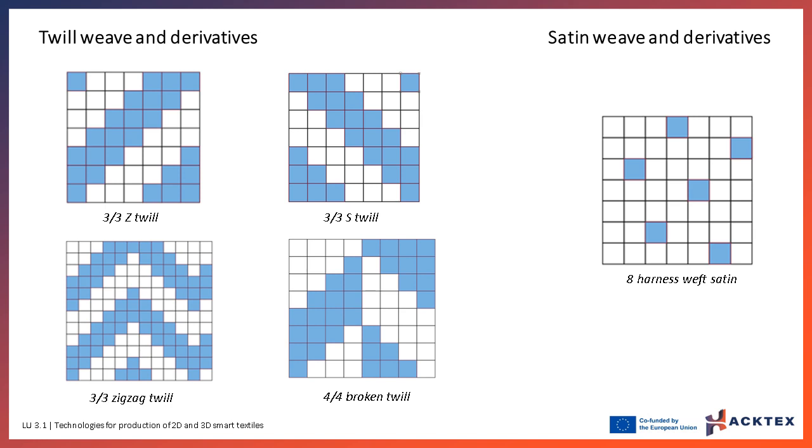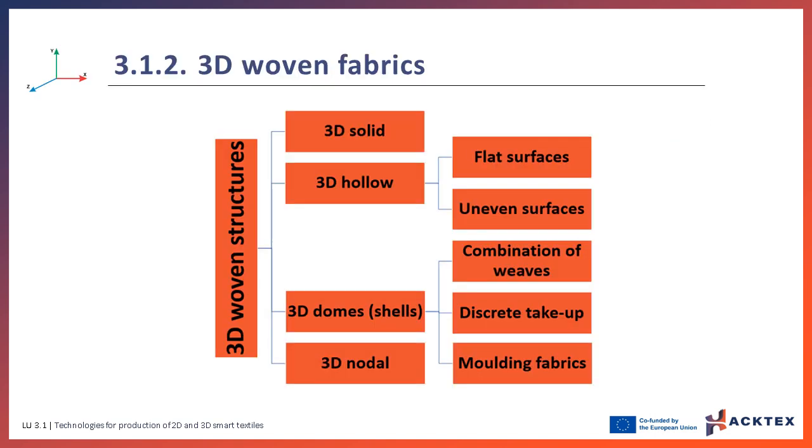Satin weaves are characterized by long floats of yarns visible on one side of the fabric. The interlacing of the two systems is not sequential, generating a uniform appearance. Satin weaves can be warp-faced or weft-faced. There are several classifications of fabrics with 3D geometry, the first being based on their three-dimensional shape. Solid 3D woven fabrics, with constant thickness or profiled.